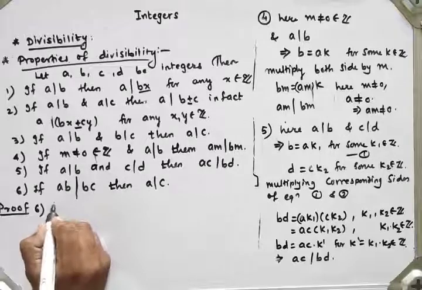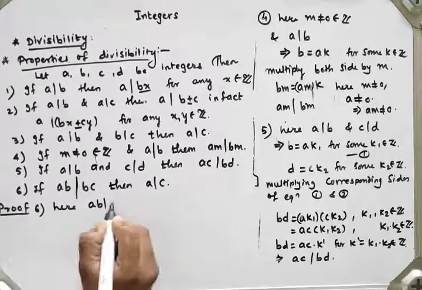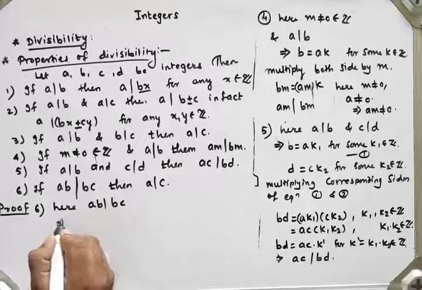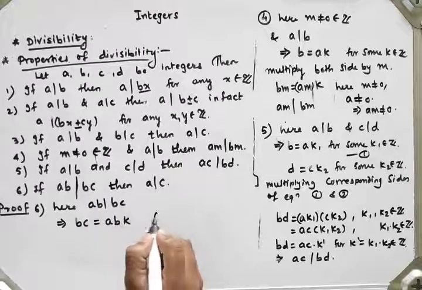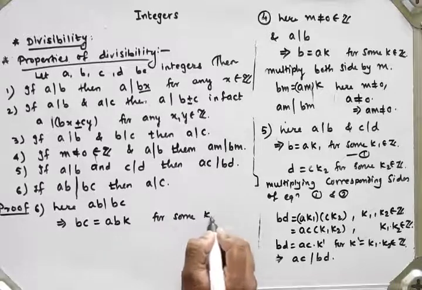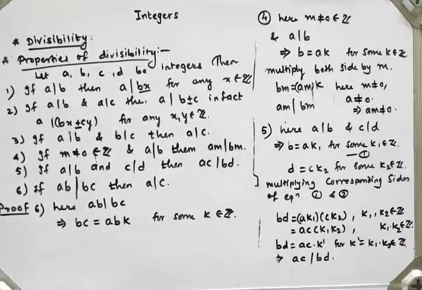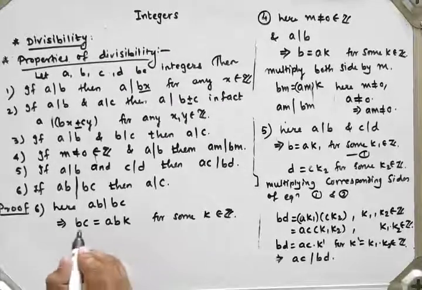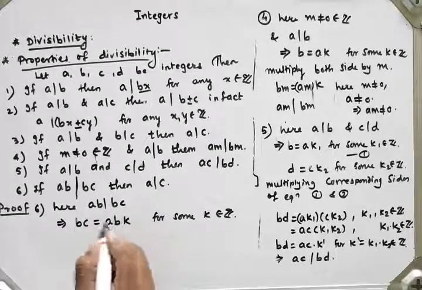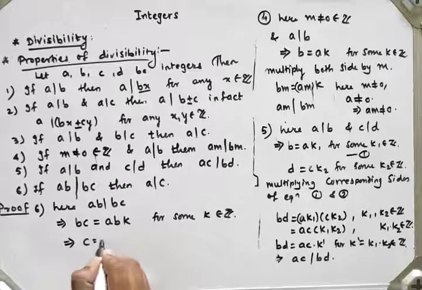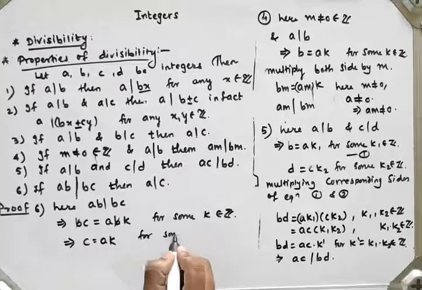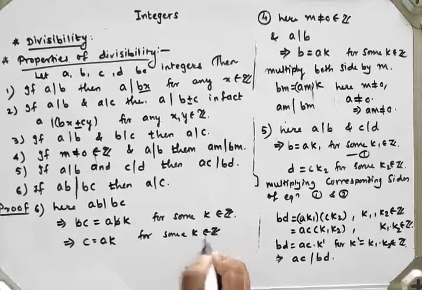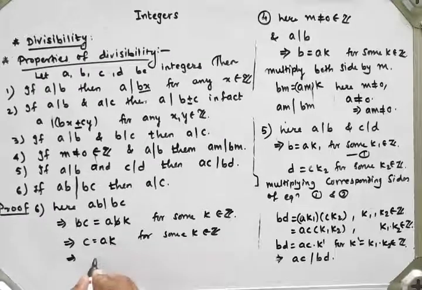Now we will see the last property, property number 6. Here what we have given is ab divides bc. Then by using the definition of divisibility, we get b into c is equal to a into b into k for some k belonging to the set of integers. Now b is common between these two, so by using the cancellation law we will cancel this. So b gets cancelled, c is equal to a into k for some k belonging to the set of integers. So by using the definition of divisibility, we get a divides c.